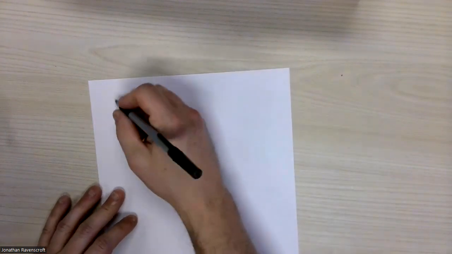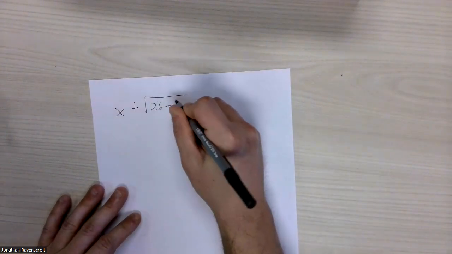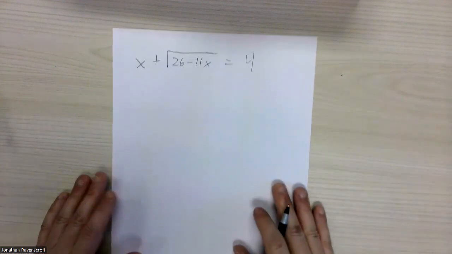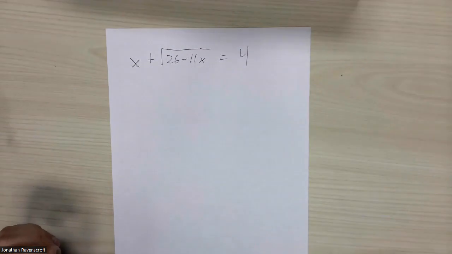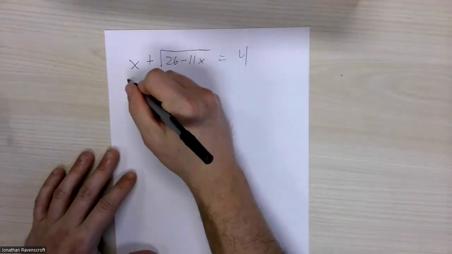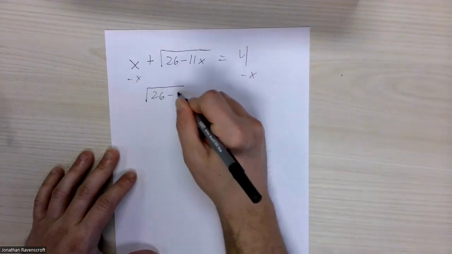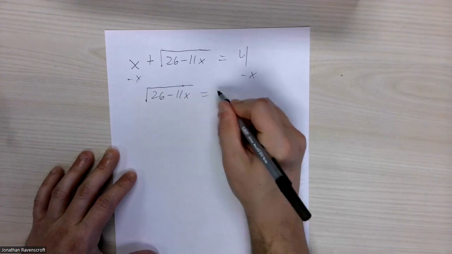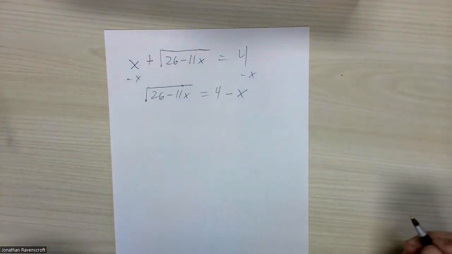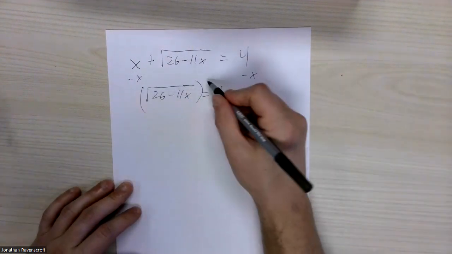Let's try something slightly different. x plus the square root of 26 minus 11x equals 4. Now, same as the previous problem, we need to isolate the radical, meaning we've got to get rid of the x. Subtract x from both sides. The square root of 26 minus 11x equals 4 minus x. Now again, our plan of attack is going to be to square both sides.